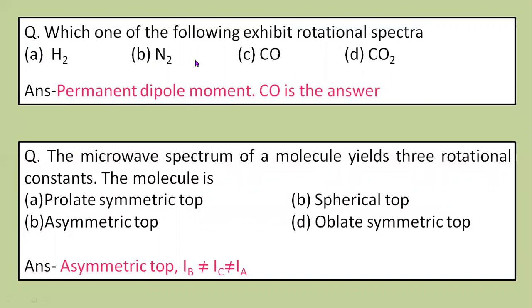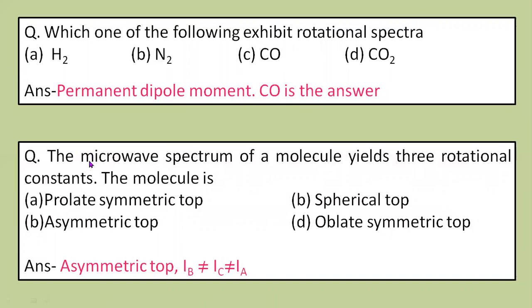So when you have a homonuclear diatomic molecule like hydrogen and nitrogen, there is no way you can get a permanent dipole moment. Also, even if you have a heteroatomic molecule, you know that carbon dioxide molecule is linear, and the dipole moment gets cancelled. And finally you have the option where you have a dipole moment. So the answer for this is carbon monoxide, which has a permanent dipole moment.